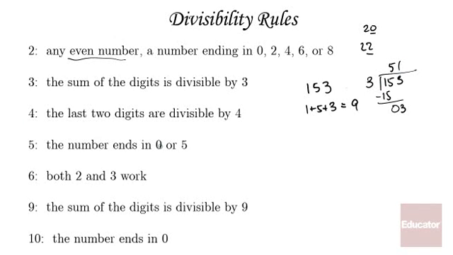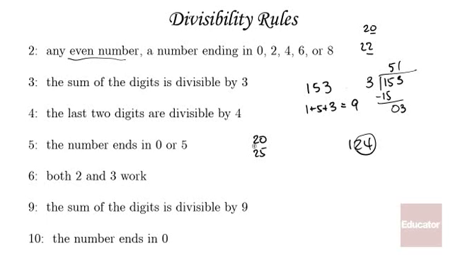4. A number is divisible by 4 if the last 2 digits are divisible by 4. So for example, 124 I know is divisible by 4 because 24, the last 2 digits, are divisible by 4. A number can be divided by 5 when the number either ends in a 0 or a 5. So for example, 20 or 25. They both end in a 0 or a 5, and so therefore I know they're divisible by 5.